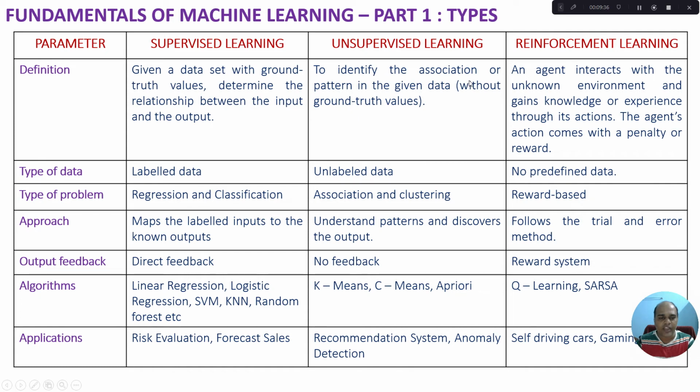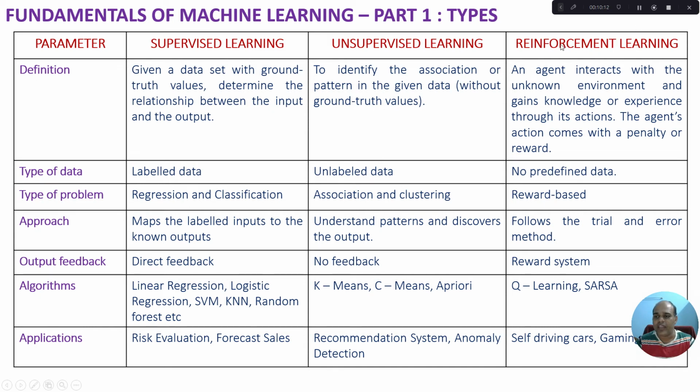Association in the sense, how far one data is related to another data. For example, if a person goes to a supermarket and wants to buy bread, then there is a chance that he is more likely to buy jam, butter or cheese, because bread is closely associated with jam, butter or cheese. So that is the association between the data. Like that we can find some association or pattern between the data. Then depending upon the association or pattern, the data items can be grouped together. Such type of technique is called an unsupervised learning technique.